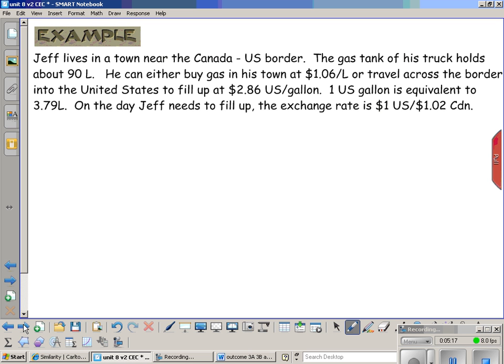Jeff lives in a town near the Canada-US border. The gas tank of his truck holds about 90 liters. He can either buy gas in his town at $1.06 per liter or travel across the border into the United States to fill up at $2.86 US per gallon. 1 US gallon is equivalent to 3.79 liters, and on the day Jeff needs to fill up, the exchange rate is $1 US is $1.02 Canadian.